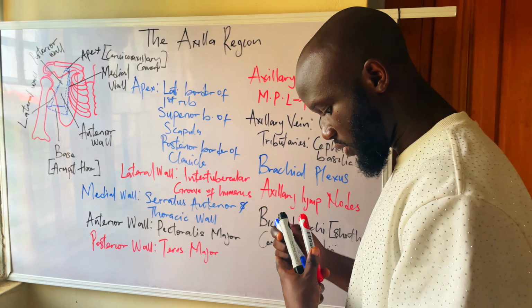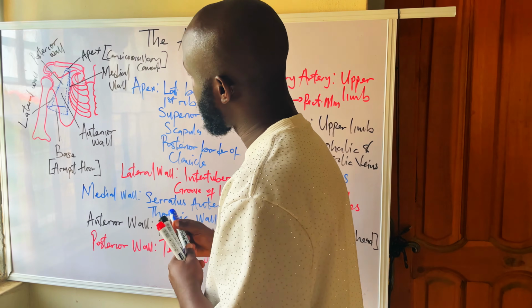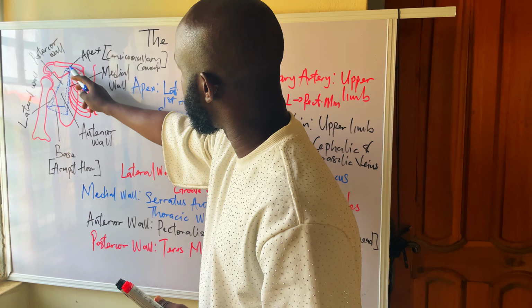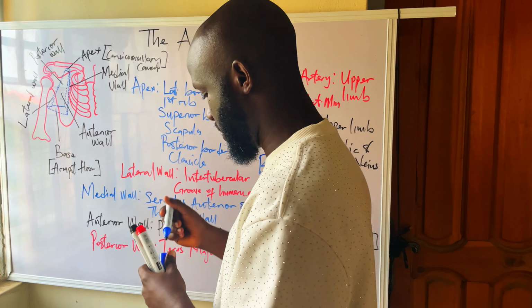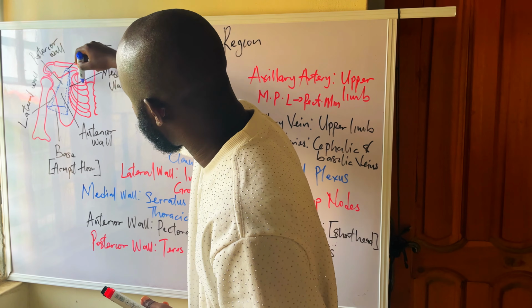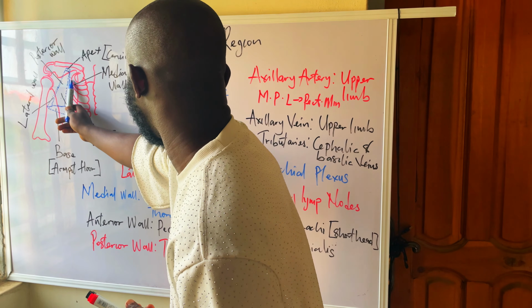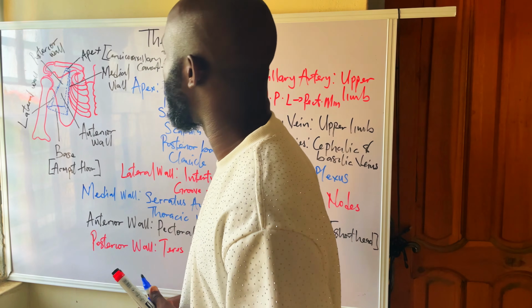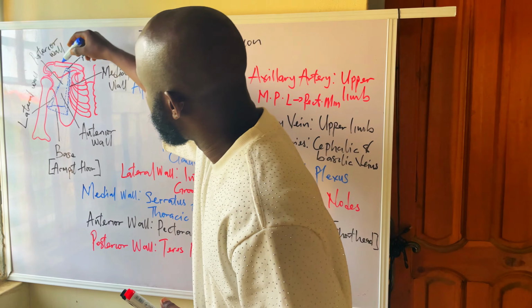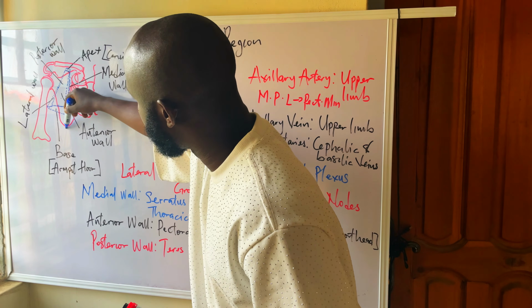So let's discuss the apex. Just like I said, here is the apex of the axilla, and it is formed by the lateral border of the first rib. Here is the first rib. It's also formed by the superior border of the scapula. This is the scapula. It is that triangular bone.